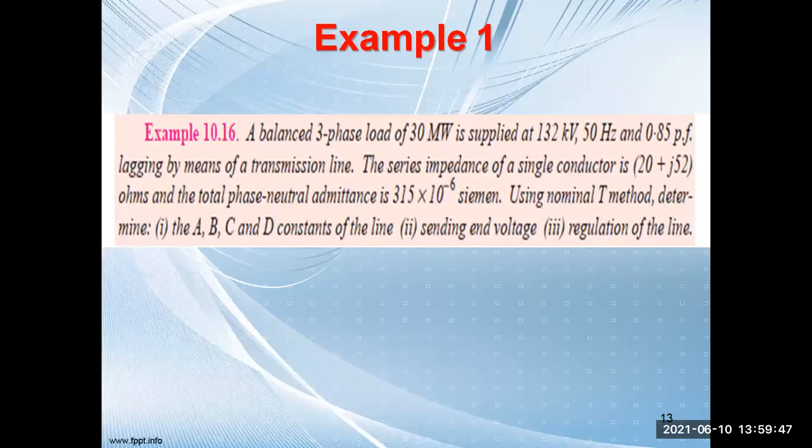Okay. Now we'll take some numerical problems. A balanced three-phase load of 30 megawatt is supplied at 132 kV, 50 Hz, and 0.8 power factor lagging by means of a transmission line. The series impedance of a single conductor is 20 plus j52 ohms, and total phase neutral admittance is 315 into 10 to the power minus 6 Siemens. Using nominal T method, determine the ABCD constants of the line. Second, the sending end voltage. Number 3, the regulation of the line. This is basically the question.